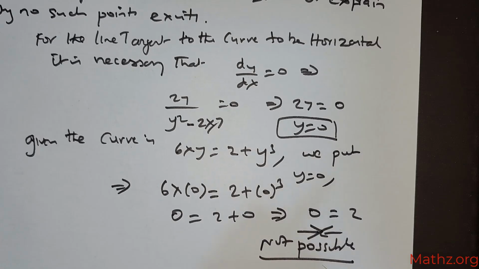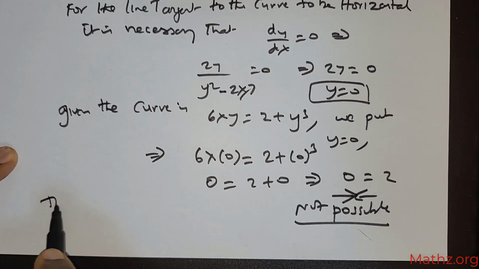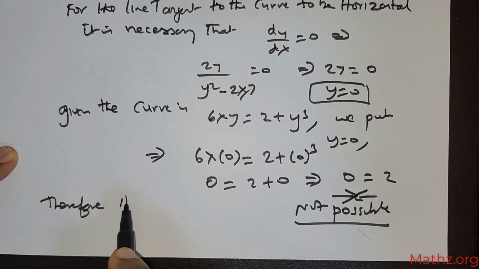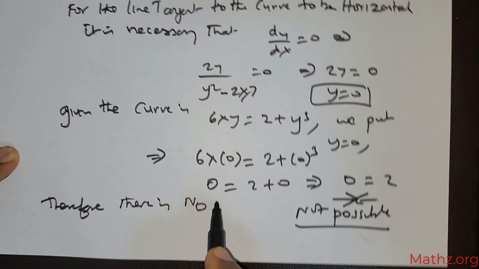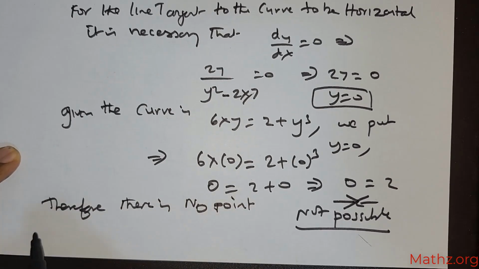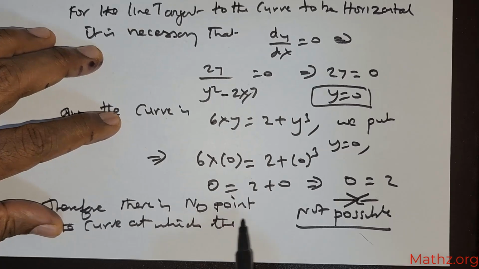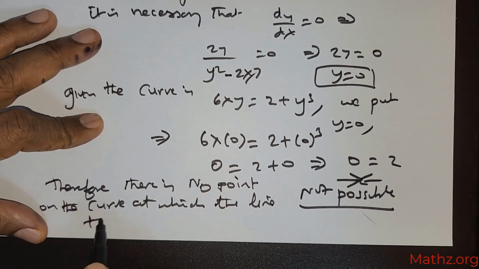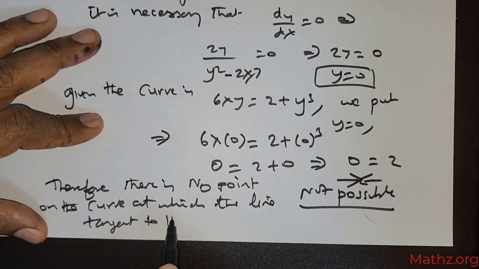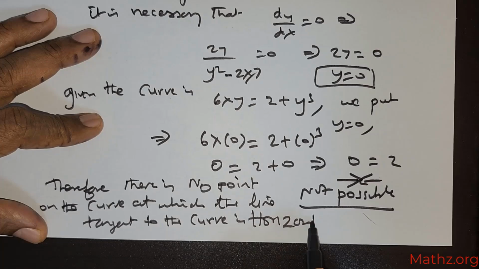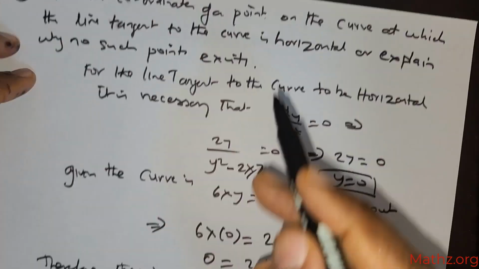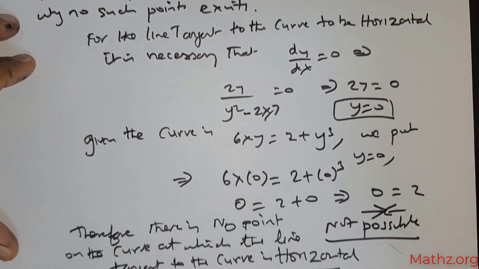Now it is not enough, or I would say after you have written all of this, you need to give the conclusion. So you can state here: so therefore there is no point on the curve at which the line tangent to the curve is horizontal. You need to state that. So that completes the solution for this question.